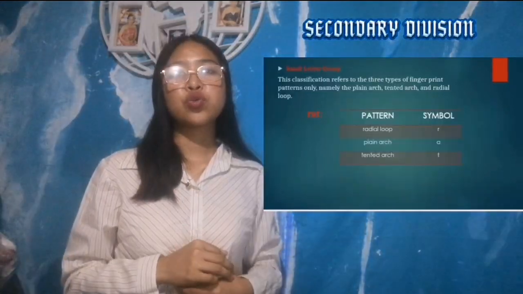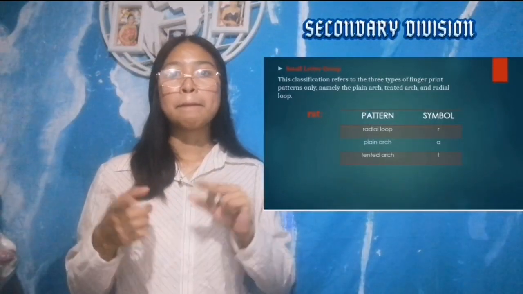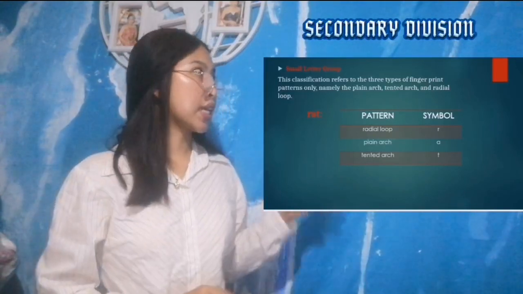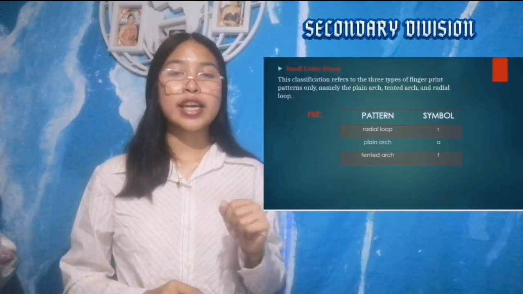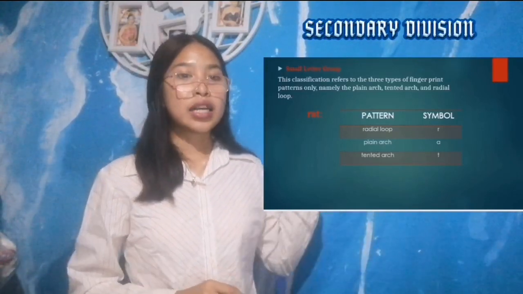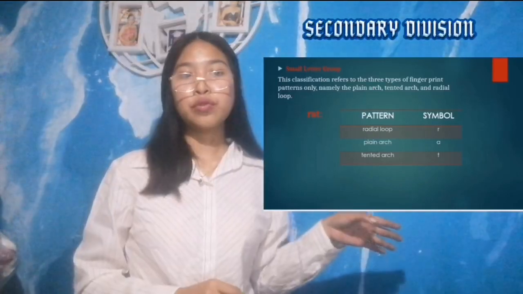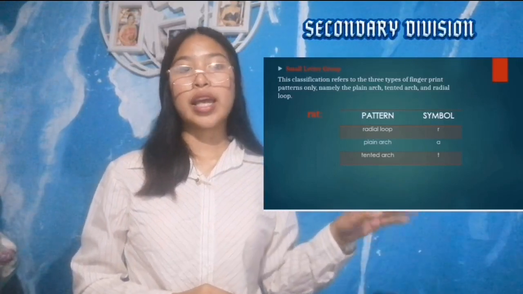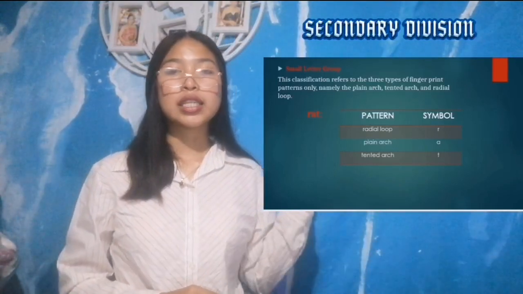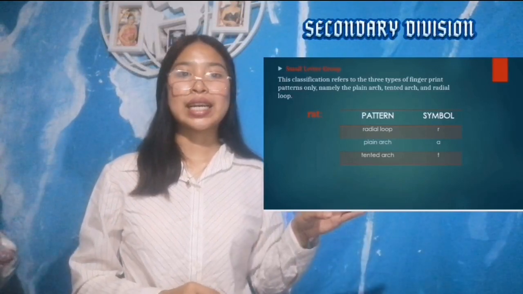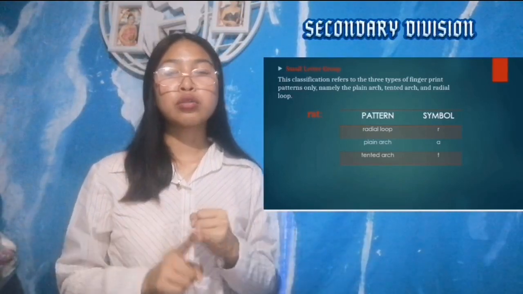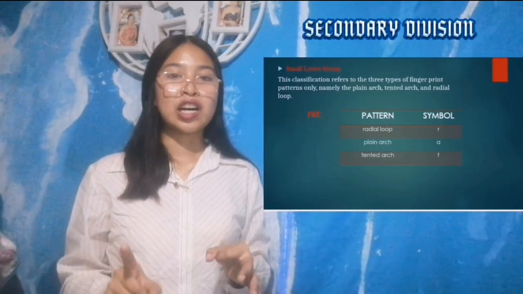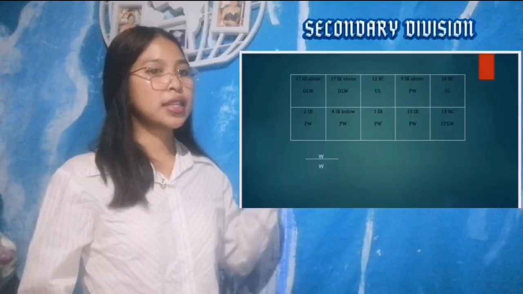And we are going to use small letters for thumb, middle, ring, and little finger. Our reminiscent for this is RAT. As you can see in the table, the radial loop is small letter r, the plain arc is small letter a, and the tented arc is small letter t. It means that radial loop, plain arc, and tented arc are what you are looking for.